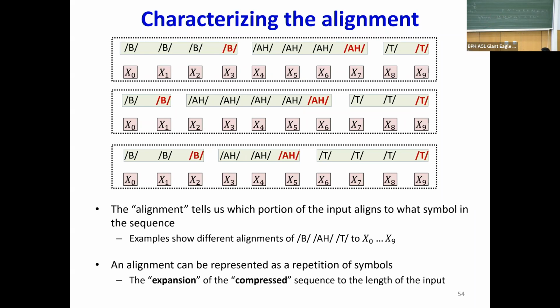Now, a compressed symbol sequence can be expanded in many different ways. So each of these represents a different alignment, right? And on the other hand, an expanded sequence, there's only one way of compressing it.